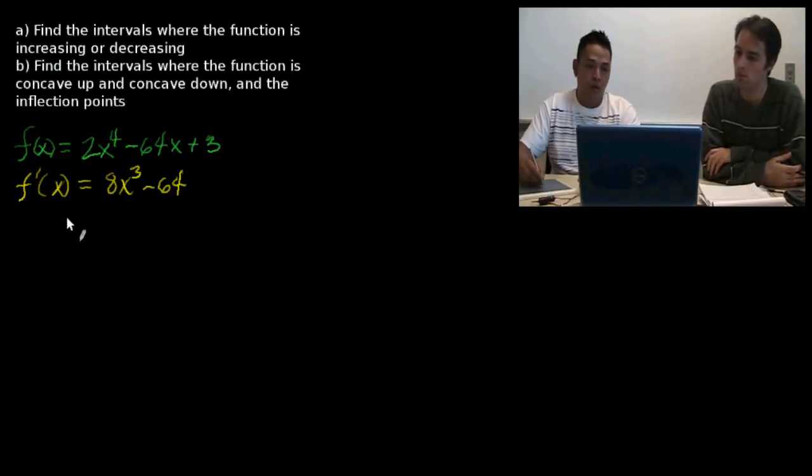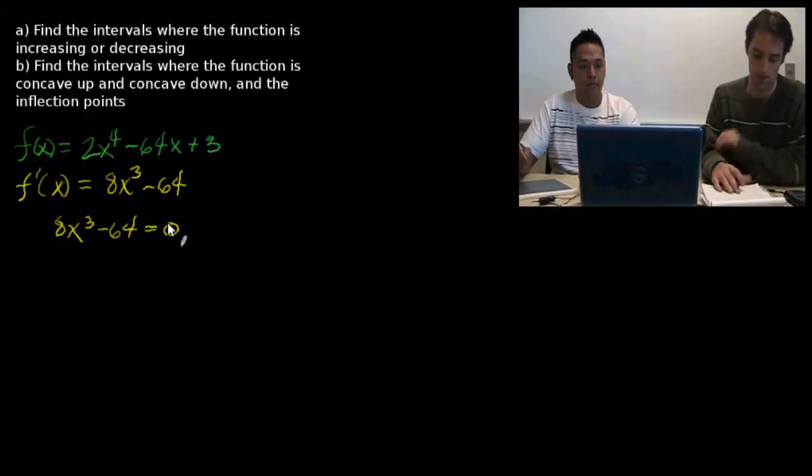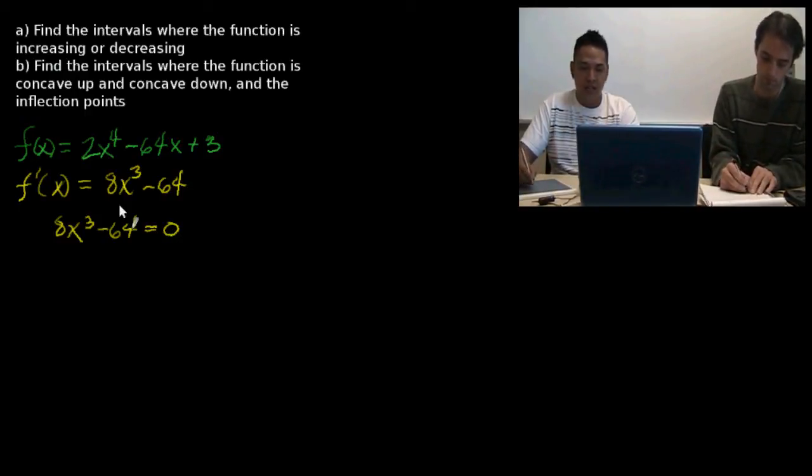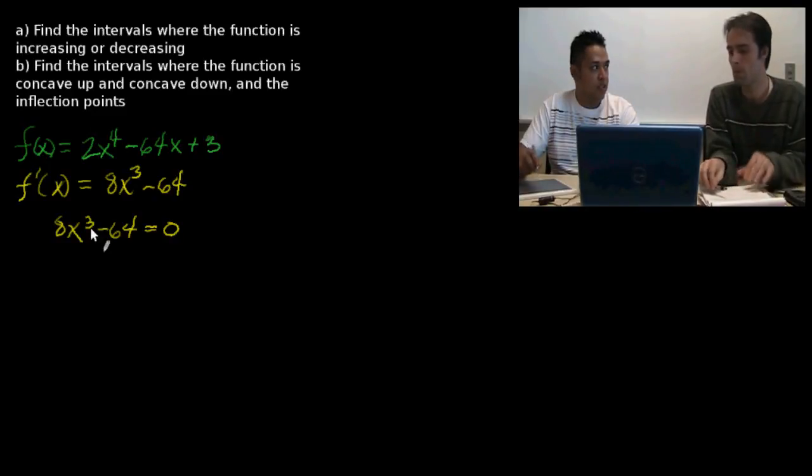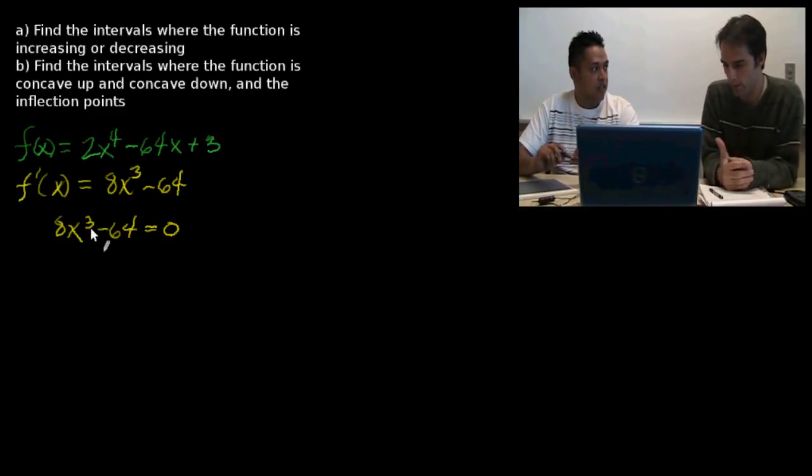And we need to find the critical numbers. To do that, we need to set this equal to 0. Is that right? That's right. Now, I like to stop here, especially when you have something that is really funky. If you notice, this is a 3. What type of equation is that? It looks like we have a difference of cubes.